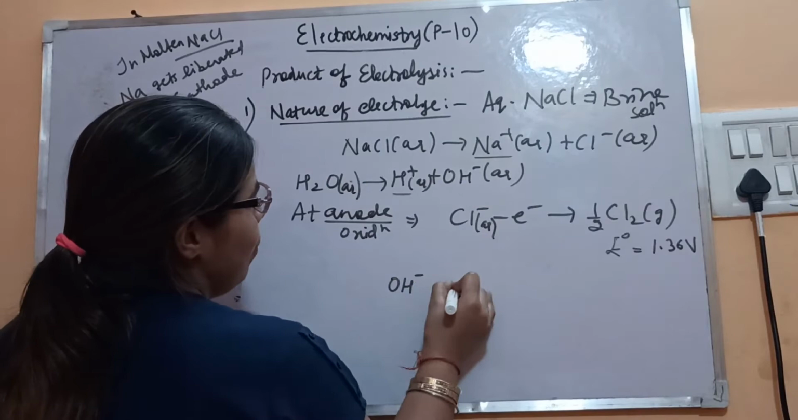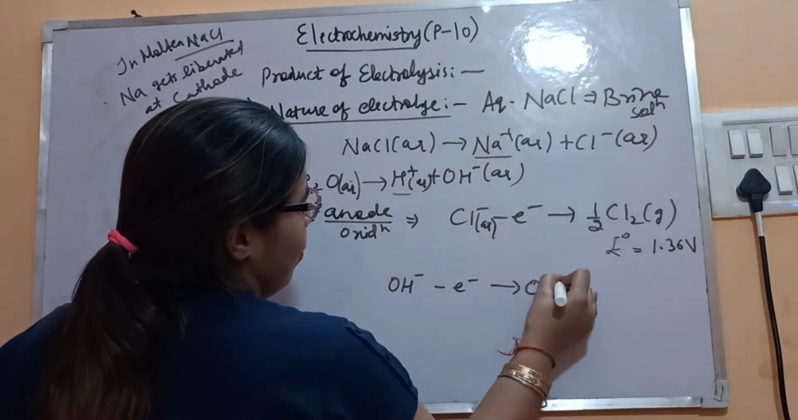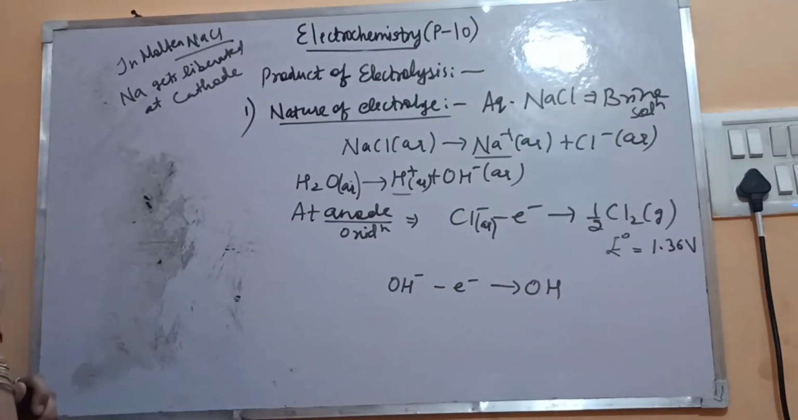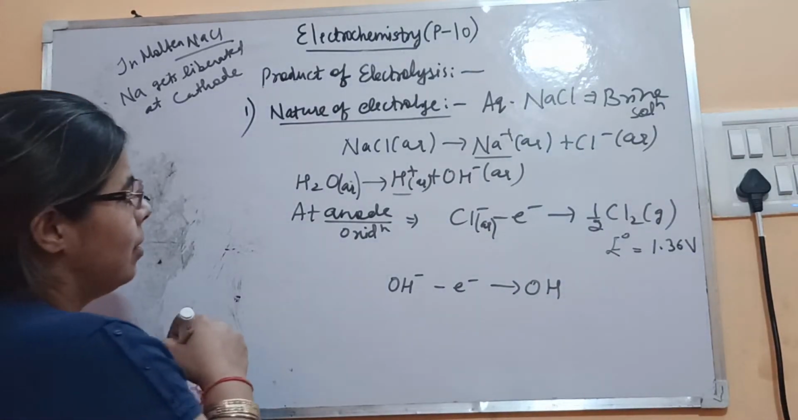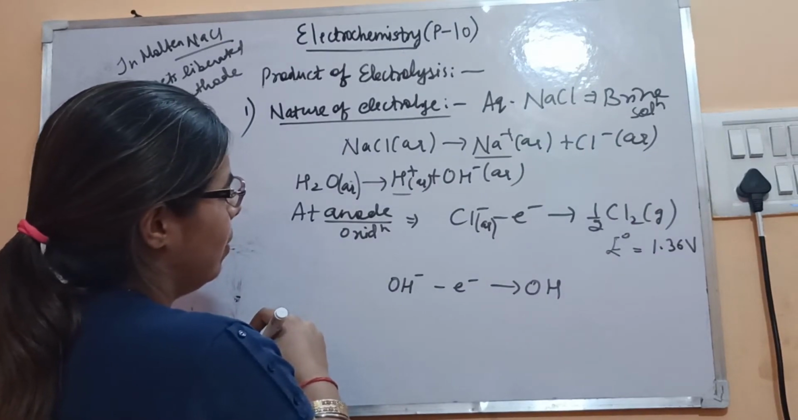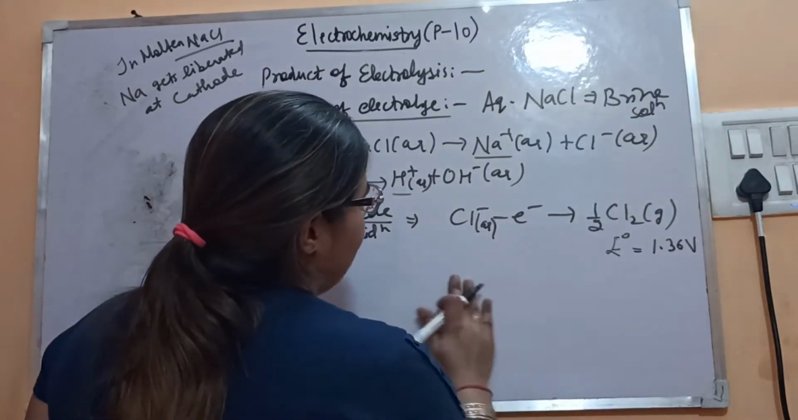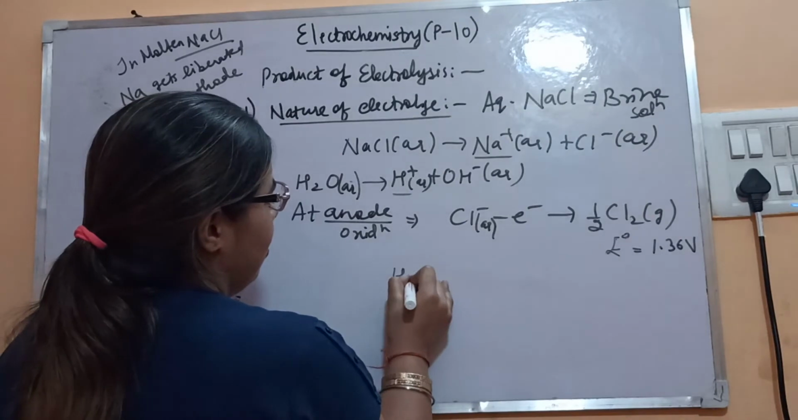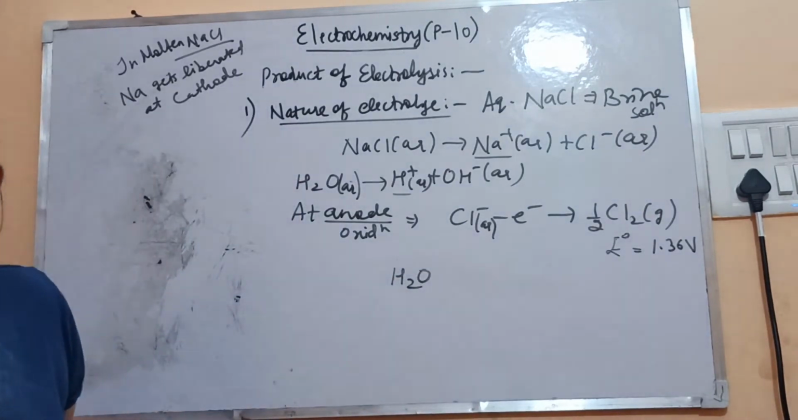Similarly, OH- is also there. OH- will lose an electron and give OH. Here it is not balanced, so we need to balance it. Let's take, from the water only, OH is present.